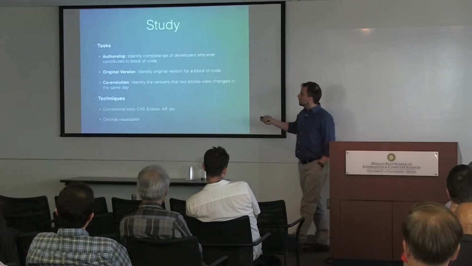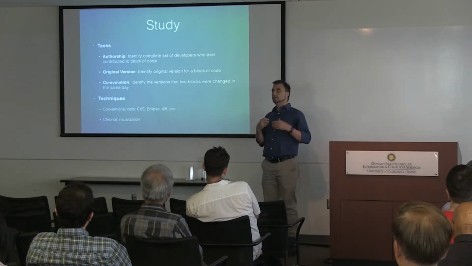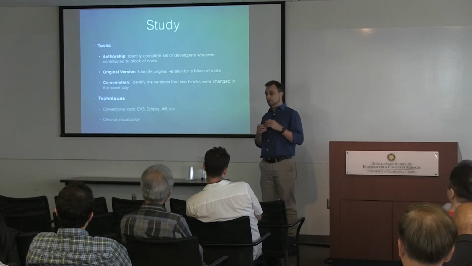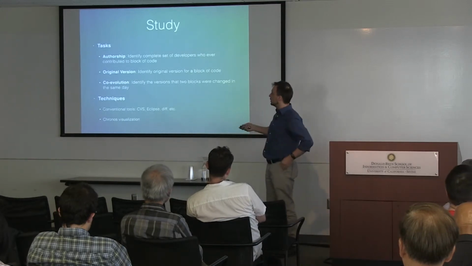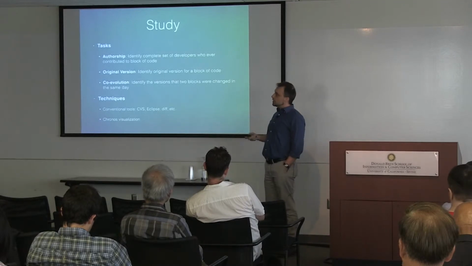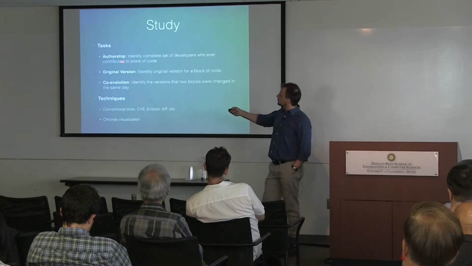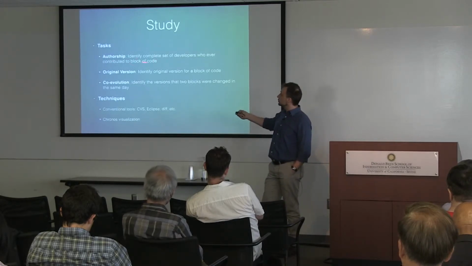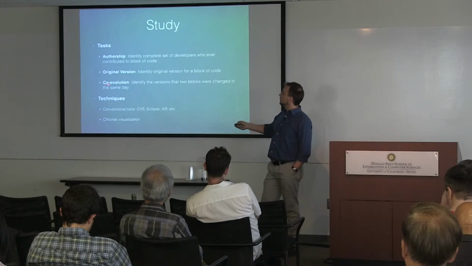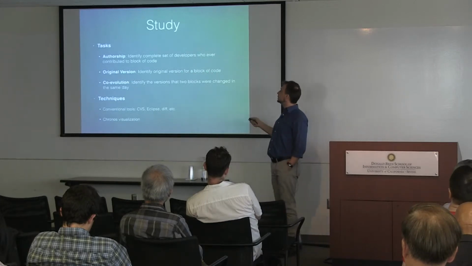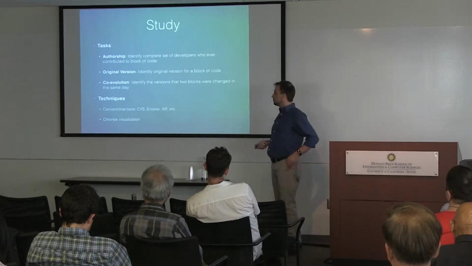We performed a study where we had 24 participants. All were verified. We had some verification checks to make sure that they had enough expertise in programming in Java and so on, and knew how to use CVS and all of the tools that go with that. And we gave them a number of tasks. One of the tasks was to identify the complete set of developers who ever contributed to a block of code. Another was, what's the original version for a code block? And coevolution, which is to identify the versions where two code blocks were changed on the same day. So they could have been after each other, but within the same block of the day.